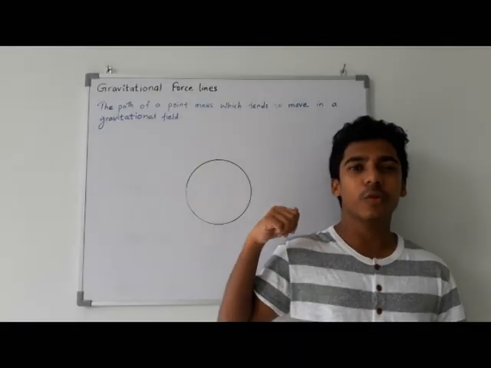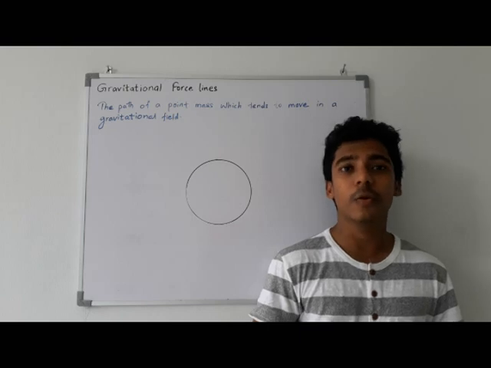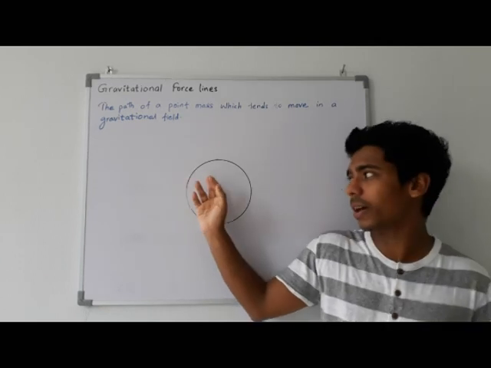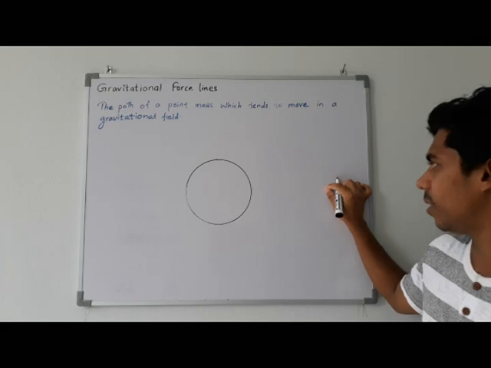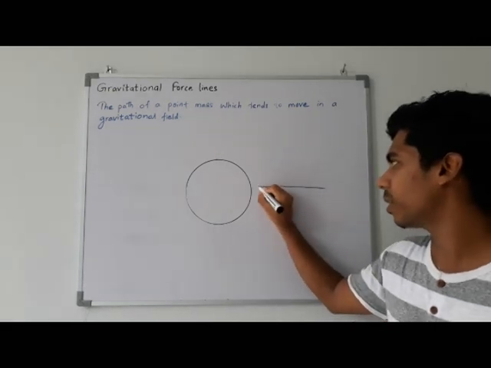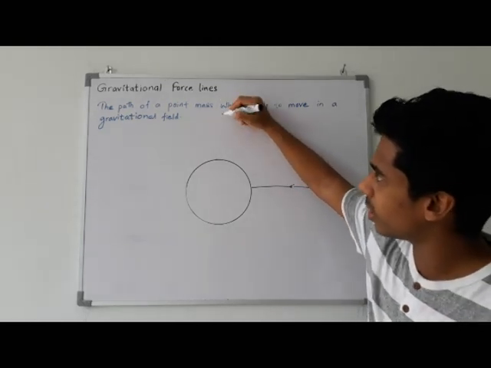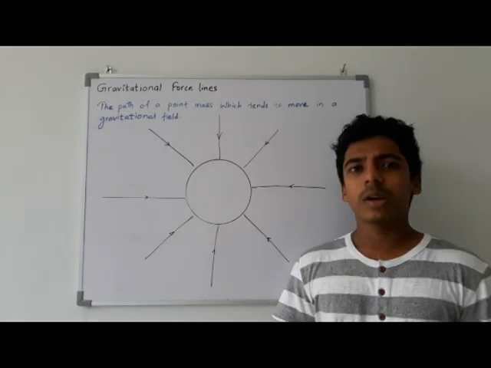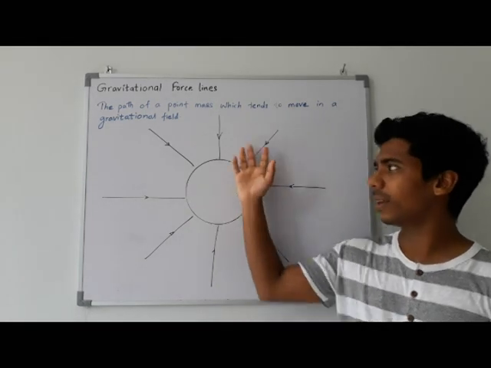The next thing is gravitational force lines, which are defined as the path of a point mass which tends to move in a gravitational field. For example, if I consider this gravitational field due to this mass, and if I take a point mass and lift it, it will move toward this mass because of the gravitational force. And similarly, if I lift another point mass here, it would again move towards the mass. Similarly, we get the gravitational force lines or gravitational field lines around this planet to be like this.